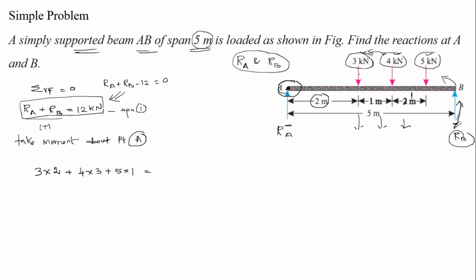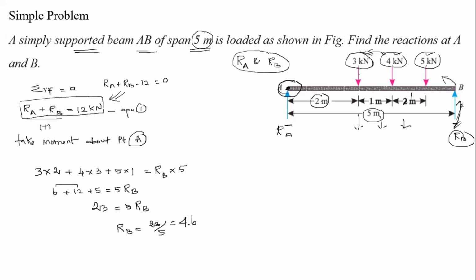What about anti-clockwise? RB. RB into what is the total distance? 5 meter. So 3 into 2 is 6 plus 4 into 3 is 12 plus 5, which is equal to 5 RB. 18 plus 5, 23, which is equal to 5 into RB. So RB is equal to 23 divided by 5, which is equal to 4.6.